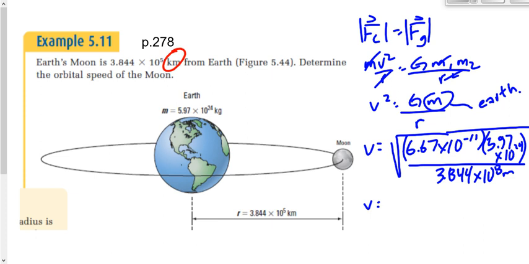Like a big number, a small number? 100 meters per second, 1,000 meters per second, 1,000,000 meters per second? Something in between? What do you think we're going to get?